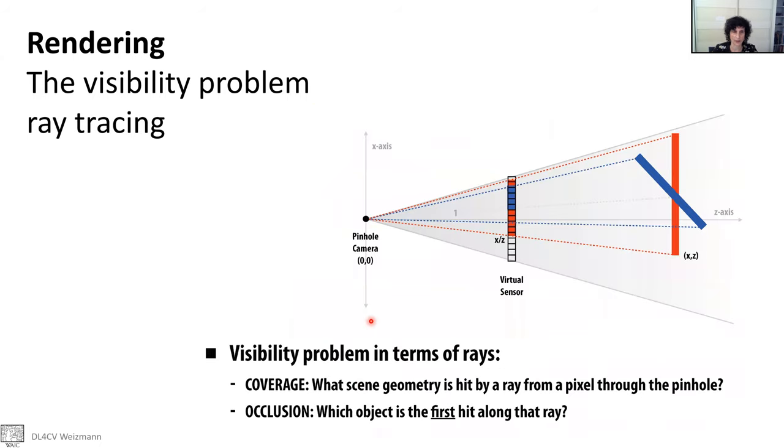Same thing happens with ray tracing, and I would like to illustrate it with two rods. One rod is blue, one rod is red. This is just for illustration. This is a visual sensor, which is 1D, not 2D like an image. So I know that this ray meets the blue rod. However, I also know that for these two pixels, although the blue rod is in their line of sight, the ray first hits the red rod, therefore the image will be red, blue, and then red, okay? So we have to answer the visibility problem also when we shoot rays from the pinhole camera through the image, okay?